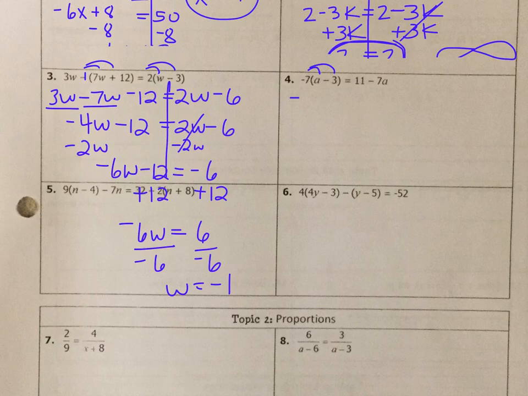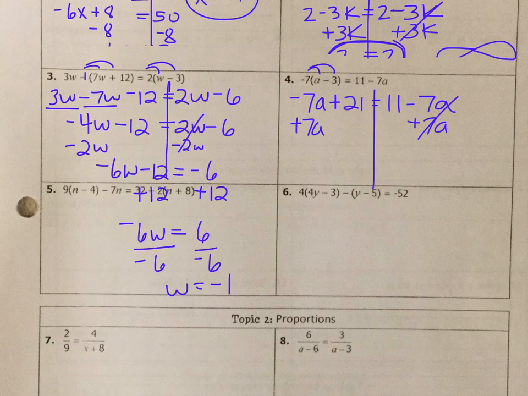Let's look at 4. Distribute. Negative 7a plus 21 equals 11 minus 7a. Let's move our variables together. I'm going to add the 7a right here. Negative 7a plus 7a makes 0. I'm left with 21 equals 11. 21 does not equal 11. That is not true. So that means there are no solutions for that equation.